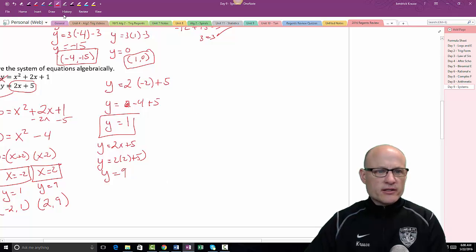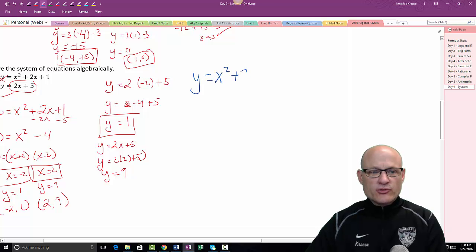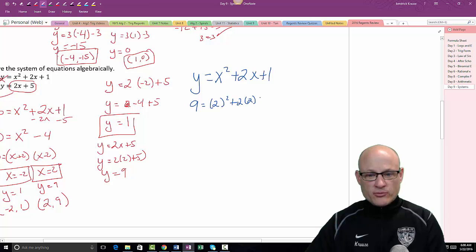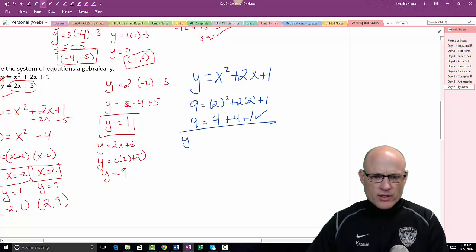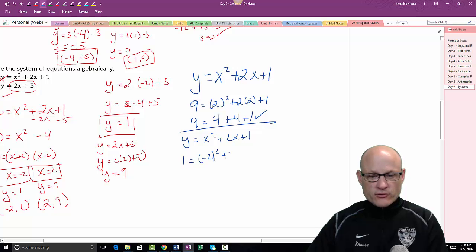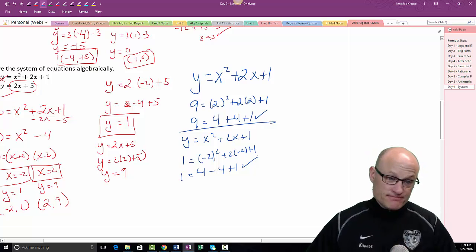The equation I'm going to check it in is y equals x squared plus 2x plus 1. So let's go. 9 is equal to 2 squared plus 2 times 2 plus 1. 9 is equal to 4 plus 4 plus 1. That's easy. That checks. Now we'll do the other one. y is equal to x squared plus 2x plus 1. 1 is equal to negative 2 squared plus 2 times negative 2 plus 1. 1 is equal to 4 minus 4 plus 1. Checks. All right, there we go. All done.